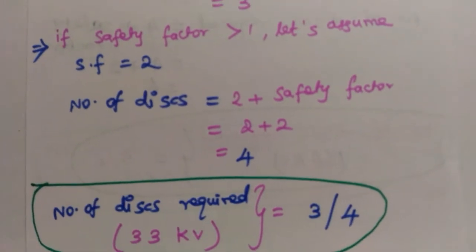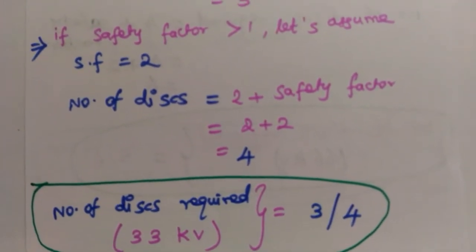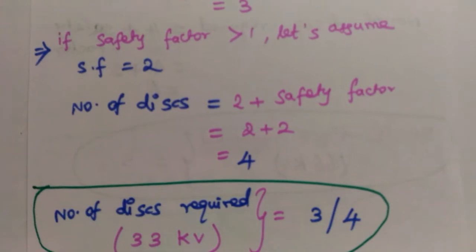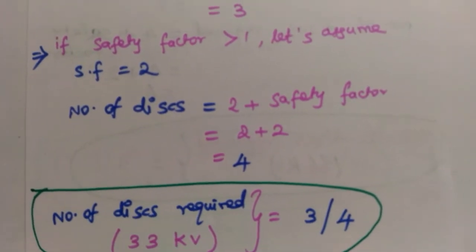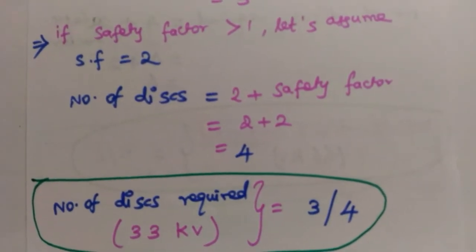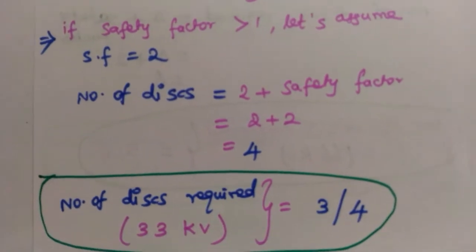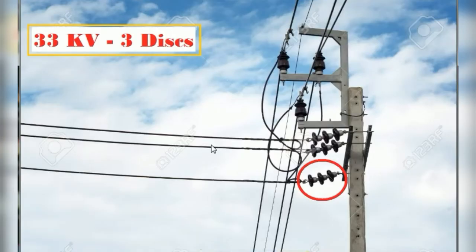From the number of discs itself we can say whether the particular transmission line is running at 11 kV or 33 kV, depending upon the number of discs used in the particular tower section. For a 33 kV transmission line, 3 discs are required. So here see this is the 33 kV line. Between the line and the pole, 3 discs are used.